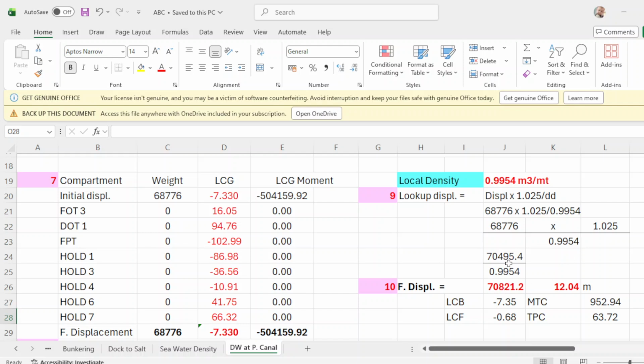So divide these two and your displacement will be 70821.2, and the corresponding drop will be 10.04 with the density of 0.9954. That will be the density, okay? So that you will not get lost. Okay? That is the density.